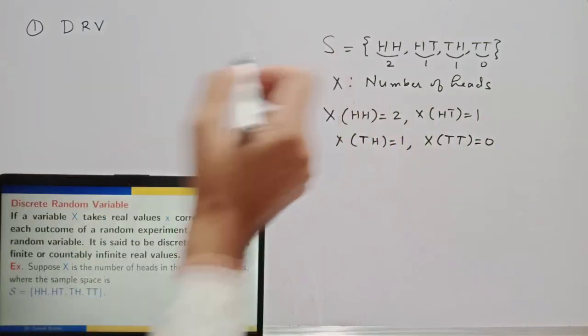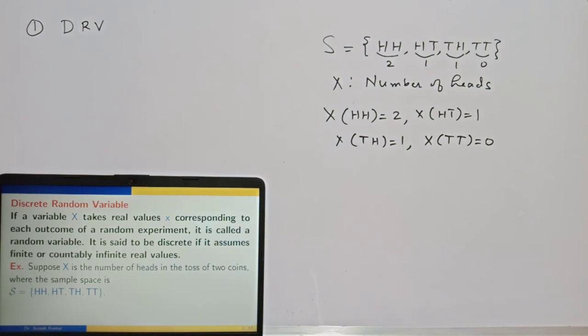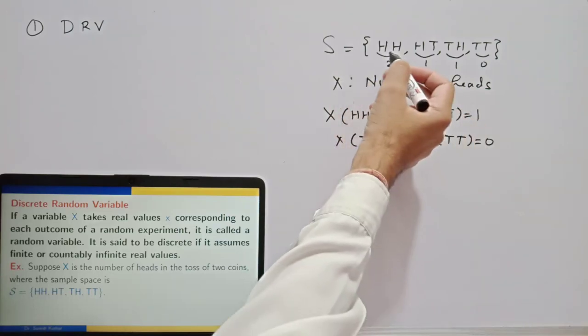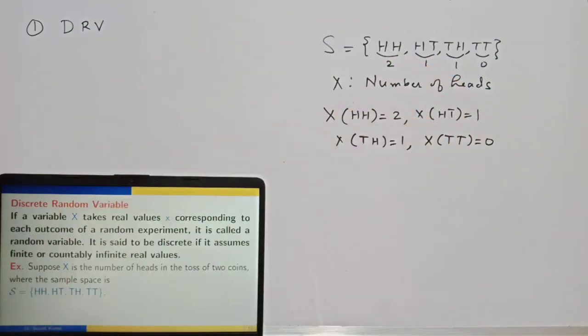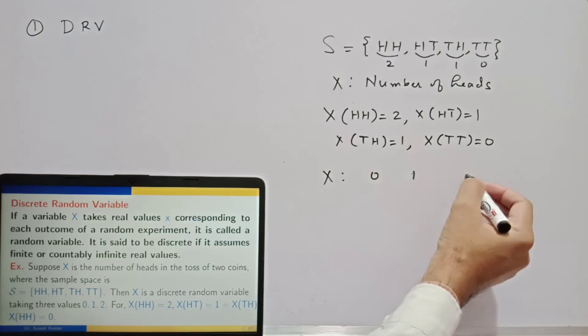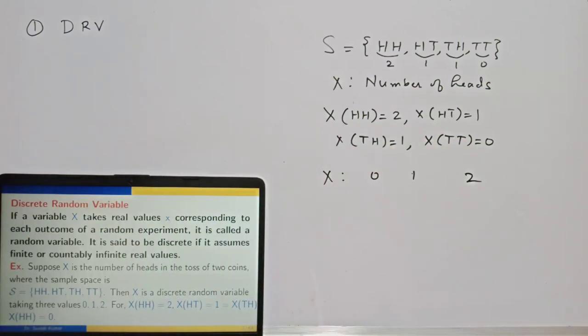Okay, so values of X depend on the definition of X. I could define it as number of tails also. In that case, if X is the number of tails, then X of HH would be 0. Right? So, a random variable has a definition and accordingly it gets values. So you can see here, X can take three values, 0, 1, 2. Discrete random variable is clear.